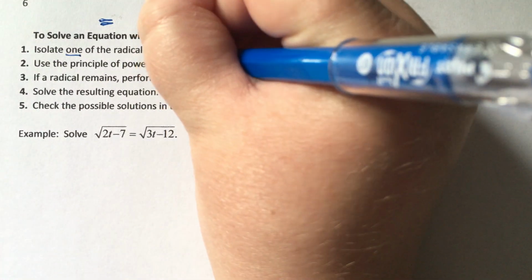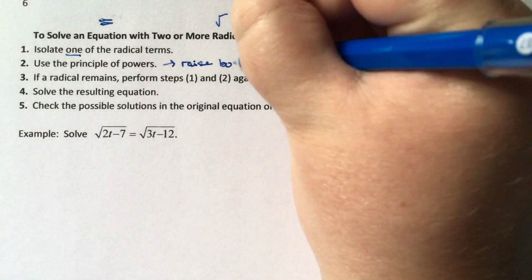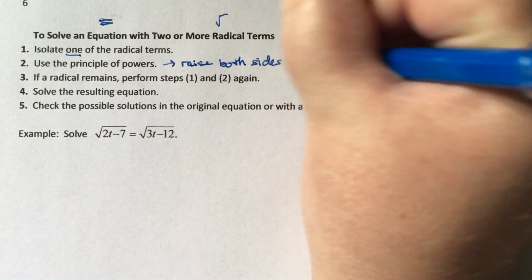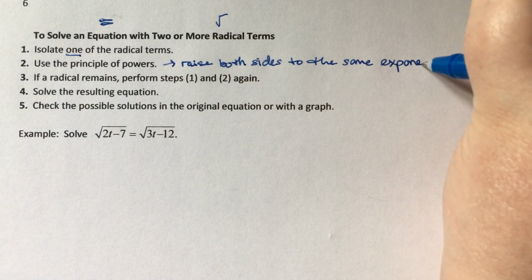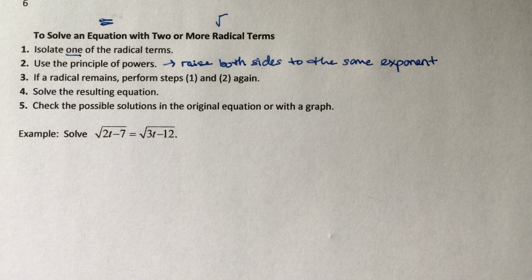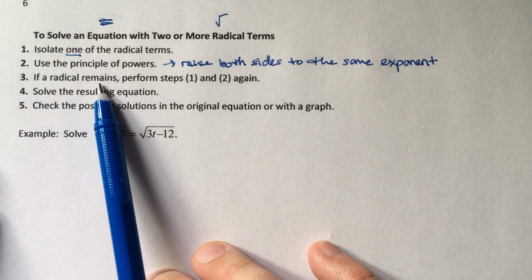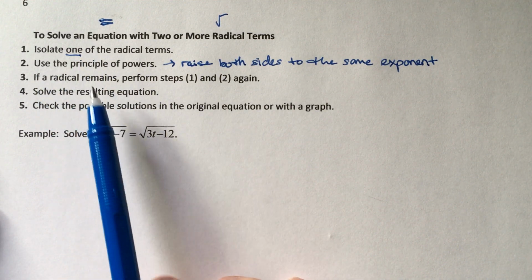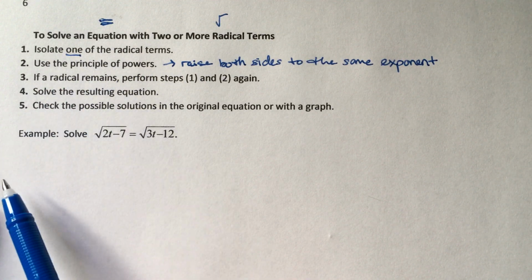Use the principle of powers. That means raise both sides to the same exponent in order to get rid of the radical. So if it's a square root, we square both sides. If it's a cube root, we cube both sides. After we do that, we're going to simplify everything and combine like terms. And if there's still a radical after we combine like terms and simplify, then we do this again. We get the radical alone and raise both sides to a power.